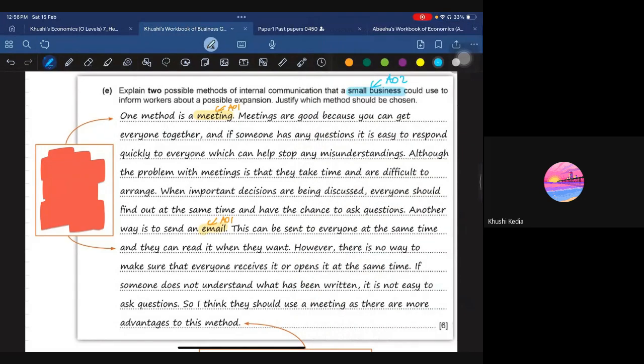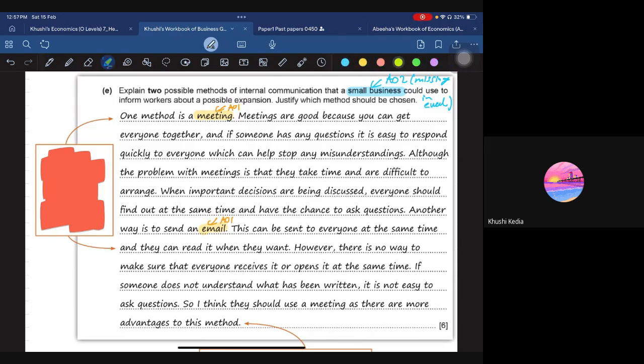Okay. So small business is A2, which is missing in the evaluation. Yes, sir. We have also talked about it. Because that will have a big impact on the evaluation. Now, the analysis. So analysis is there. First, the person talks about the advantage, where they say it can stop any misunderstanding. It's easy to respond. So that would come under the analysis.